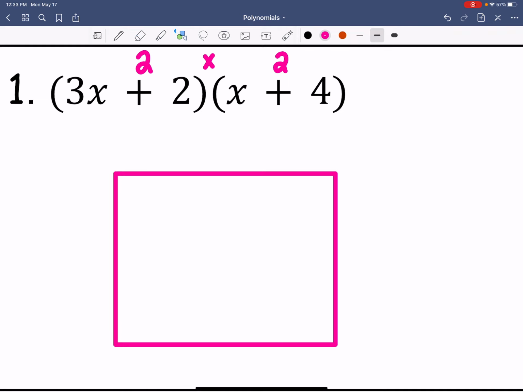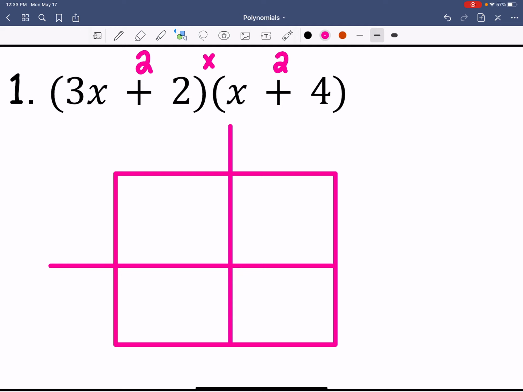So I'm going to create a box, and then I'm going to split it so that it's 2 high and 2 wide. So that gives me a total of 4 individual boxes. Now we're going to write our first polynomial, 3x and positive 2, on one side of the box, and then the other polynomial, x plus 4, goes on the top.